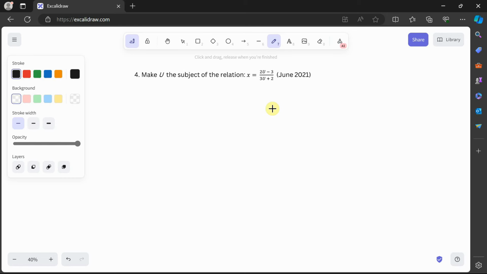So one thing I will notice is that we have u at the top and u at the bottom. So the first thing we have to do is cross multiply. So that will be x times 3u plus 2 is equal to 2u minus 3. If I open this bracket, this will give me 3xu plus 2x. I'm putting the bracket because u is not just present in one place. Is equal to 2u minus 3.